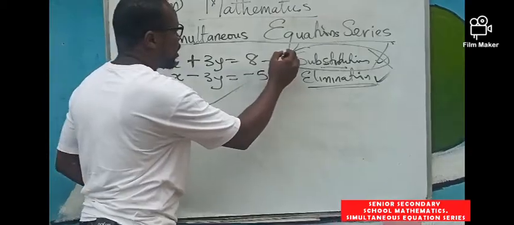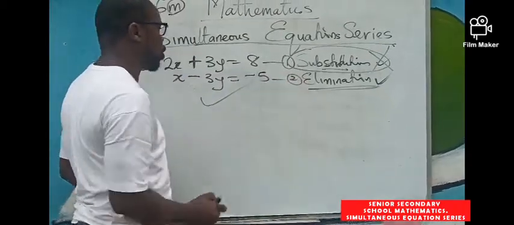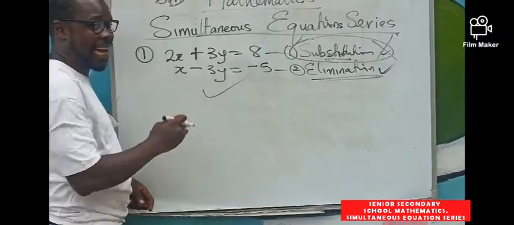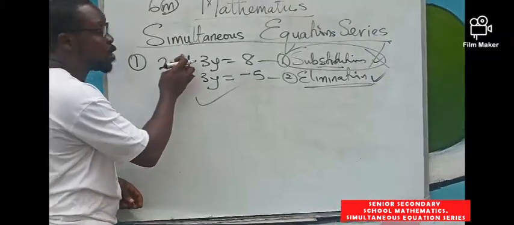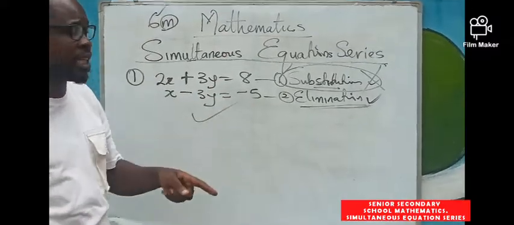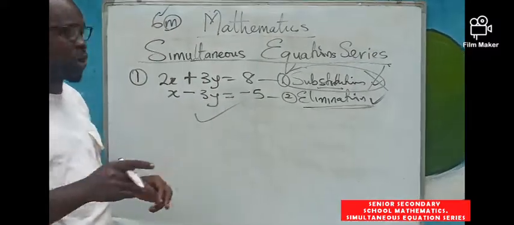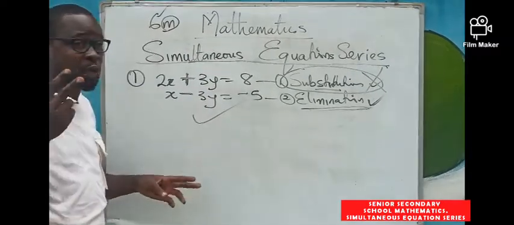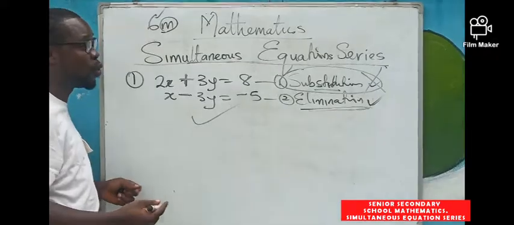So in this case, we can call this equation 1 and equation 2. To eliminate, once the two conditions are met, remember the two conditions are: signs must be opposite, coefficients must be equal. So in that case, this is plus and this is minus. This is 3 and 3. That means the two conditions are met. What do we do? We add.